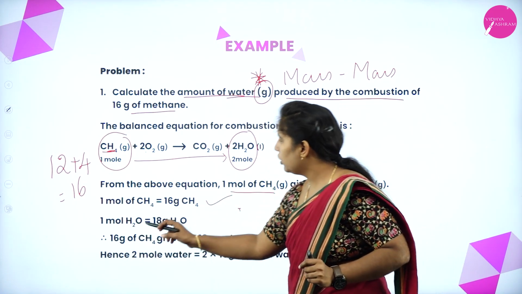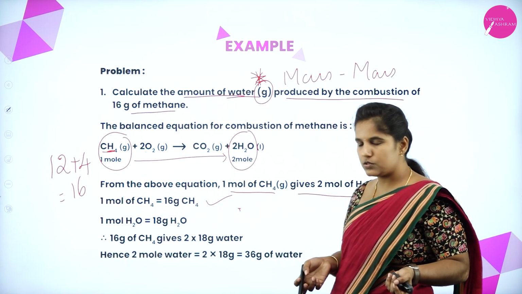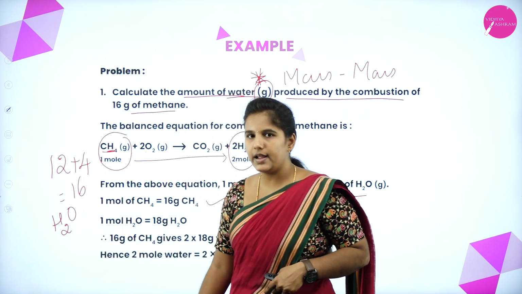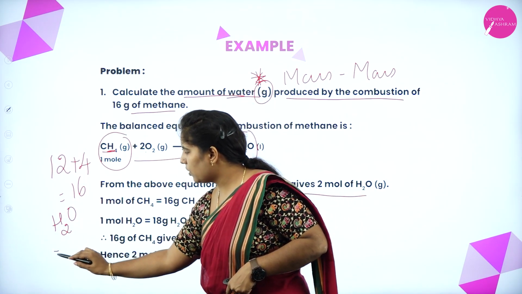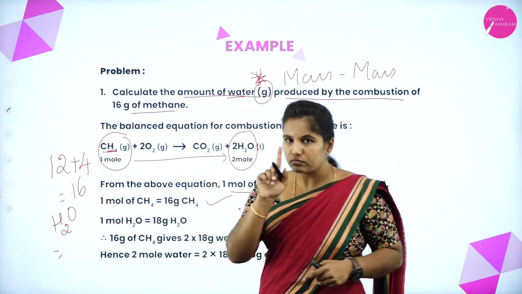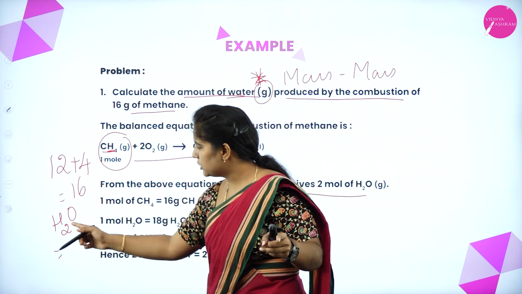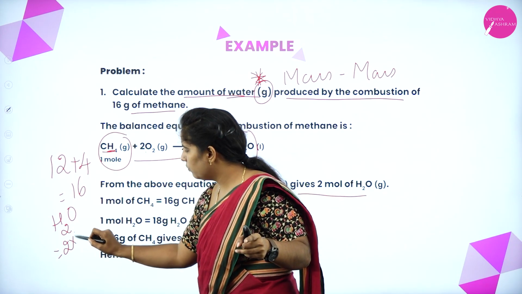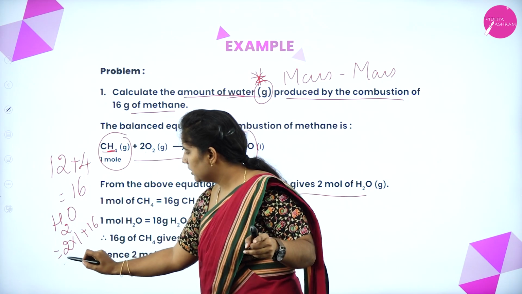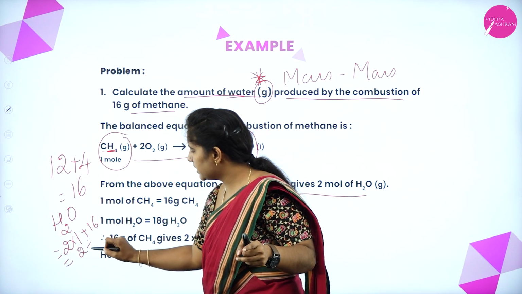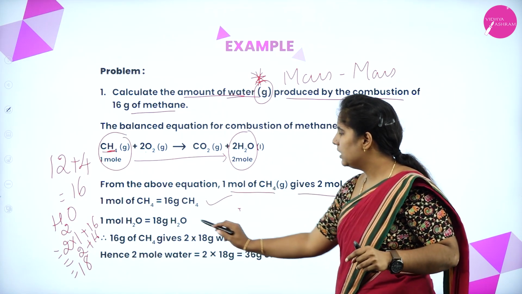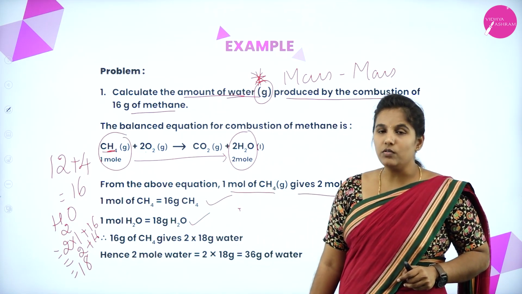And 1 mole of water, so water means what? It contains oxygen and hydrogen. So what is the molar mass of water? For the hydrogen, atomic mass is 1. Since it has 2 hydrogens, 2 into 1, plus for the oxygen, that is 16. So it becomes 2 plus 16, it becomes 18. So it becomes 18 grams of water.